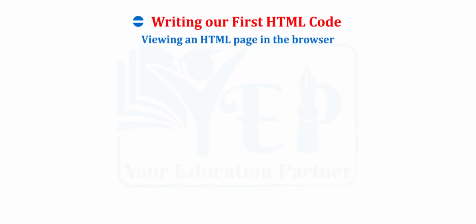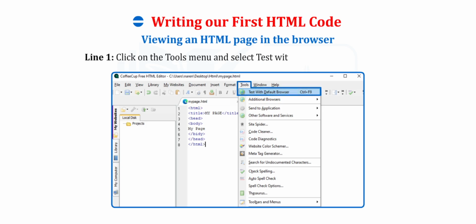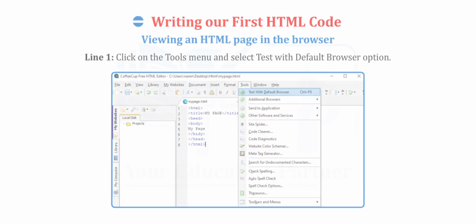Viewing an HTML page in the browser. To view the output of your web page in the browser, follow the given steps. Step 1: click on the Tools menu and select the Test with default browser option.